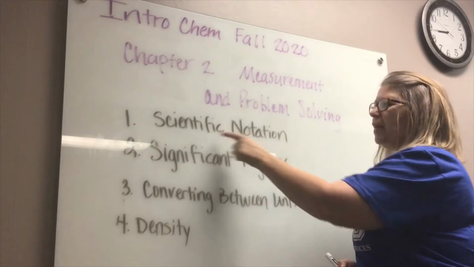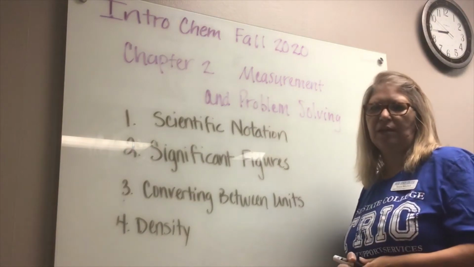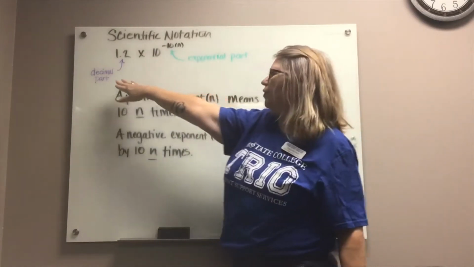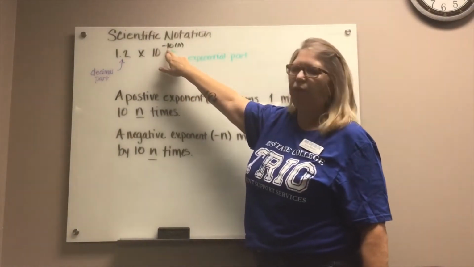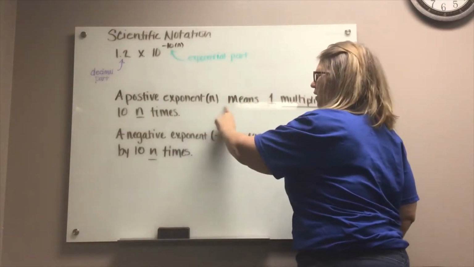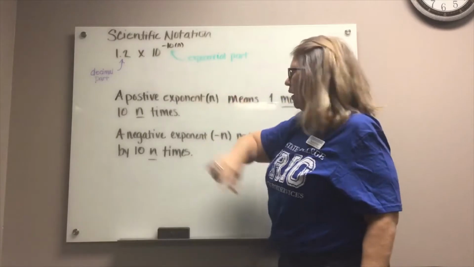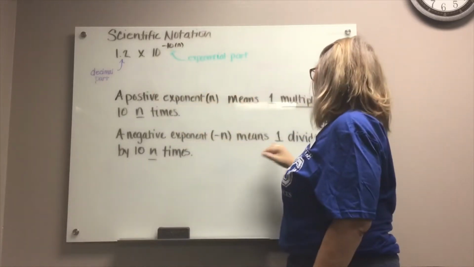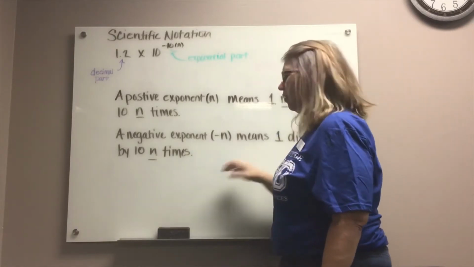So the first thing that we're going to talk about today is scientific notation, and I'll show you what that is and how to express a number in scientific notation. Scientific notation looks like this. You have your decimal part, which is your 1.2, and then you have your exponential part, which is your 10 to the negative power or your 10 to the positive power. Just one thing to remember is that a positive exponent means 1 multiplied by 10 n times, where n is your exponent, and a negative exponent, which would be a negative n in this example, means 1 divided by 10, divided by 10, n times.